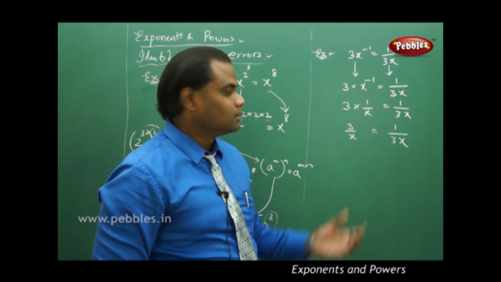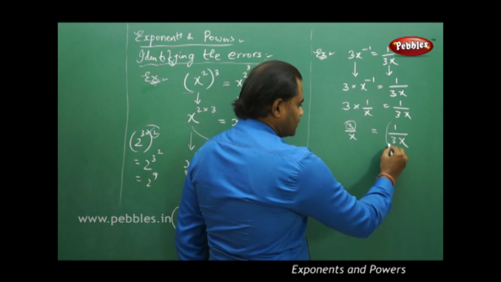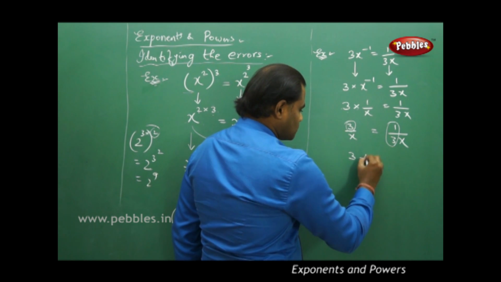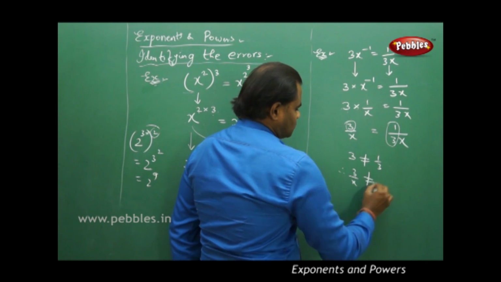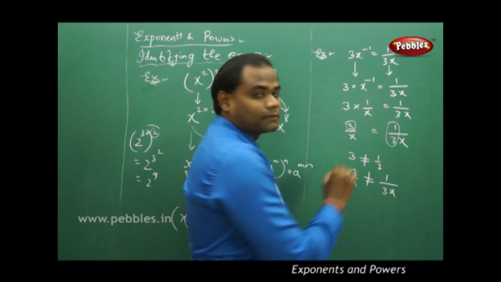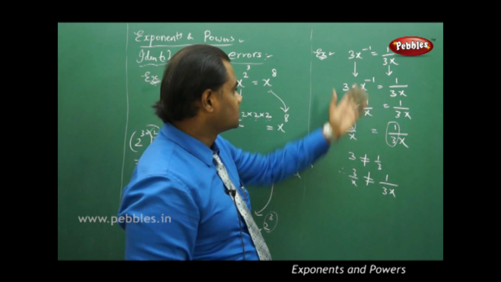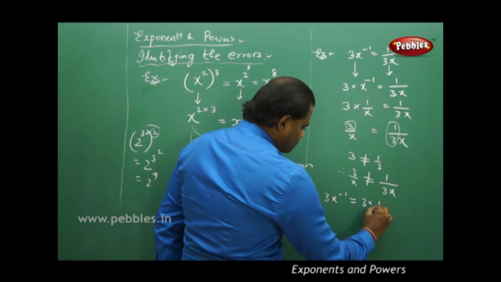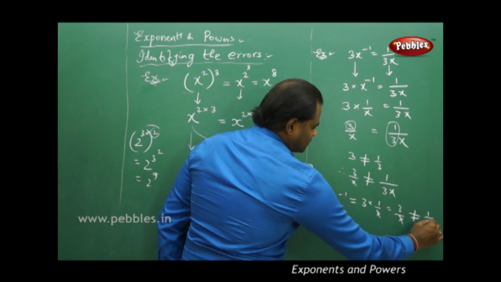Now this cannot be equal because the coefficient of 1 by x here is 3 and here it is 1 by 3, which cannot be equal. That is, 3 is not equal to 1 by 3. Therefore 3 by x is not equal to 1 by 3x. So the error identified here is that 3x inverse is equal to 3 times 1 by x, which is 3 by x, which can never be equal to this.